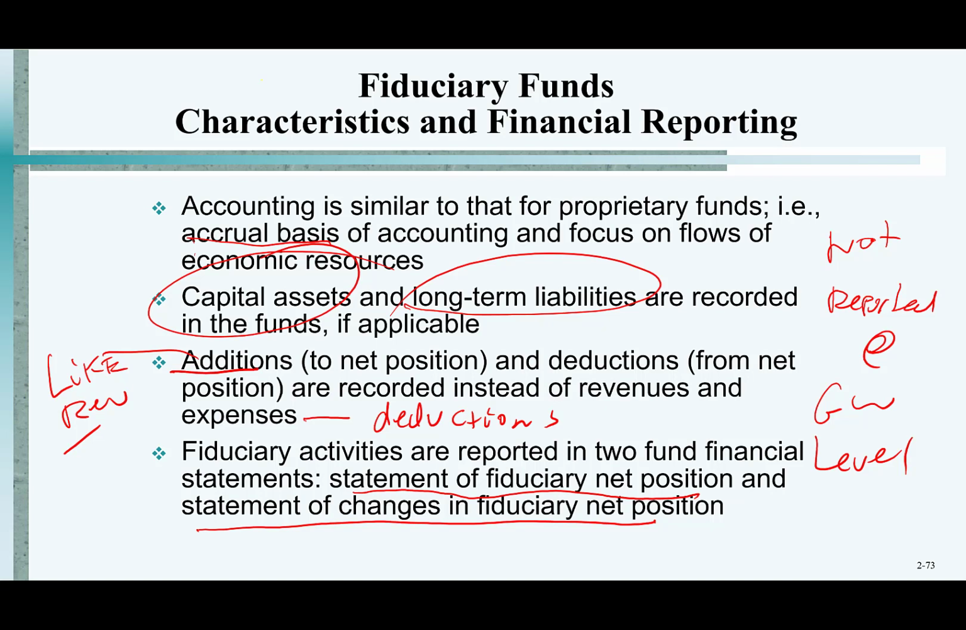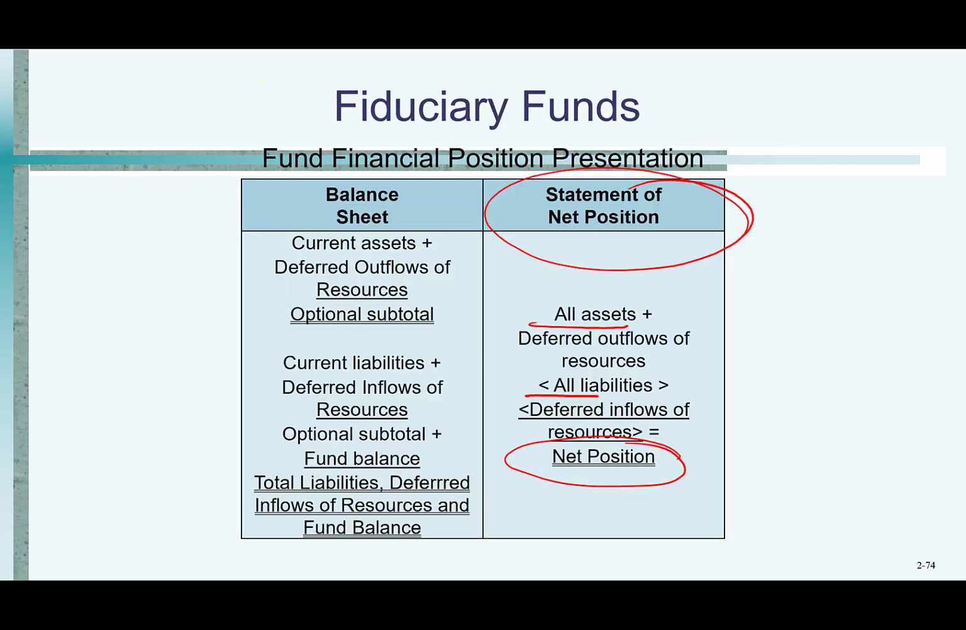Fiduciary funds are not reported at the government-wide level, right? Now, we use the difference approach here, don't we? Assets minus liabilities equal net position. That's the same for everybody but who? These are the fiduciary funds. Assets minus liabilities equal net position. We use that difference approach.